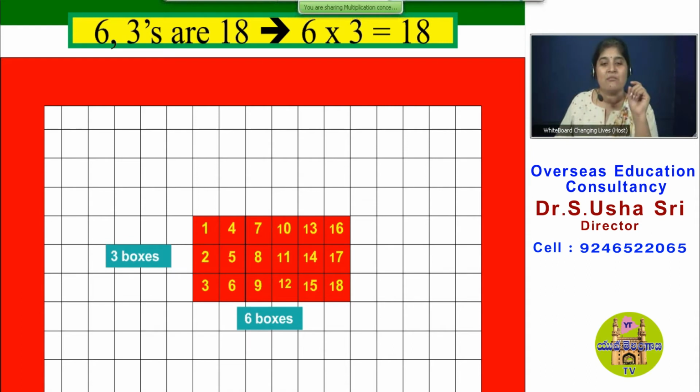We have 18 boxes. So for these 18 boxes, we can say that there are 6 threes, isn't it? So 6 into 3 is nothing but 18. What are 6 threes? 6 threes are 18. So 18 boxes, when they are arranged in this manner, look like this.